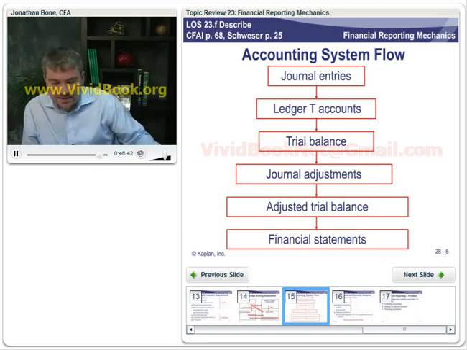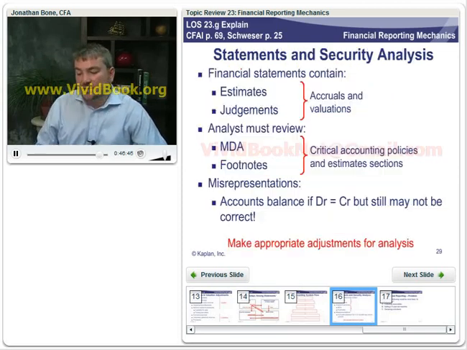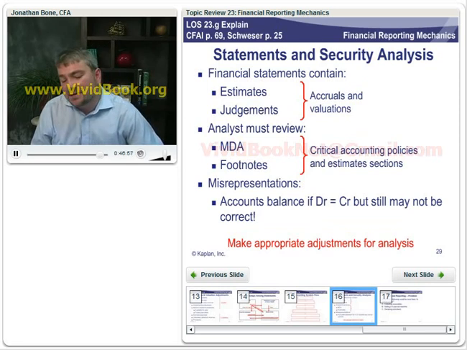Almost there with this reading. The last real LOS says explain the use of results, i.e. financial statements, in security analysis. Now, of course, all we're simply saying here is be very careful. We can't just take the balance sheet and income statement and use it for security analysis.